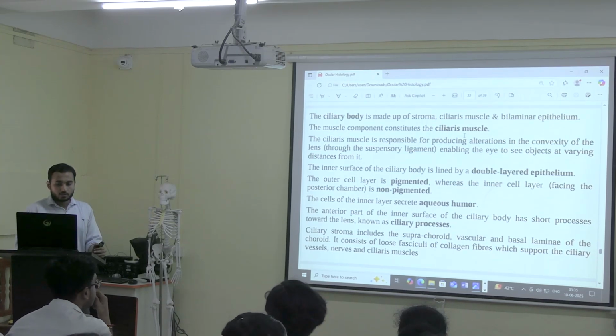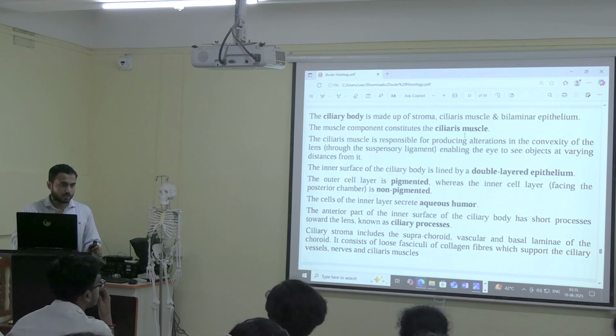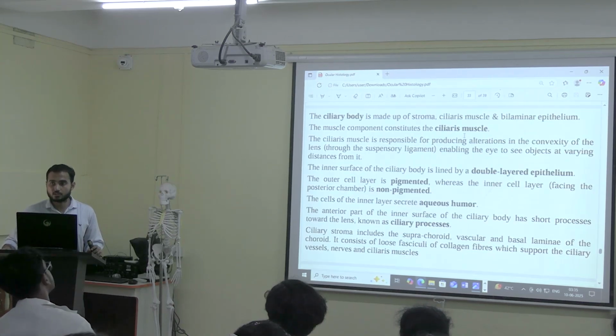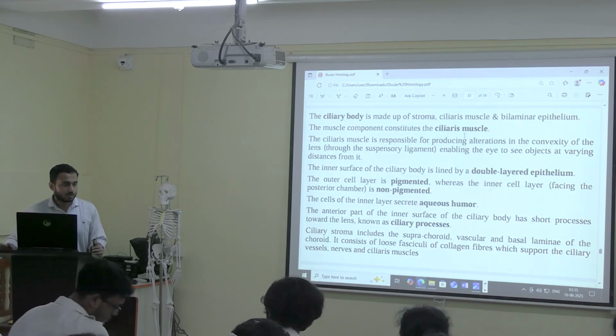Three different groups of fibers are there. Here I have not included them. Those will be discussed in the gross anatomy of the eyeball, of the ciliary body. Three different types of fibers are there, and their arrangements are different.